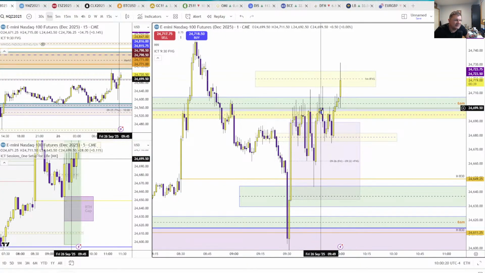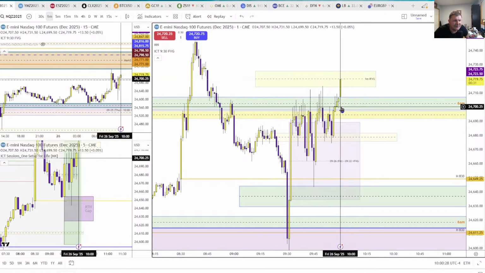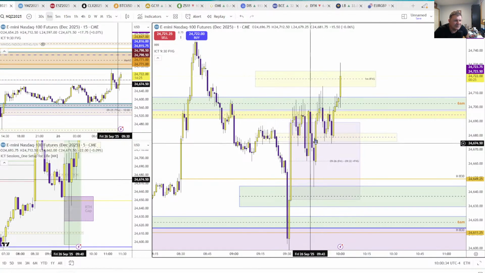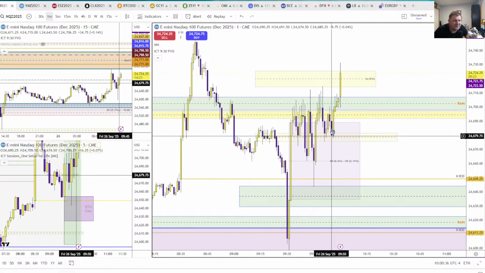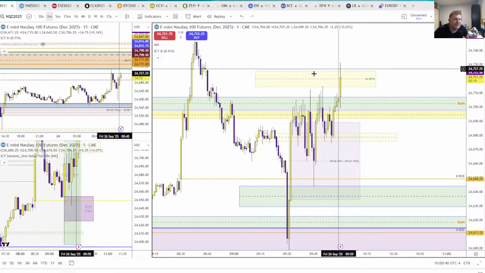We wanted to see 699 get taken. It did. Look at that, 699. It comes back and tags it perfectly right there. Gives you one more little tap right there, and then finally goes higher. So there's your continuation from here. Tap, 699, tap, tap, go.